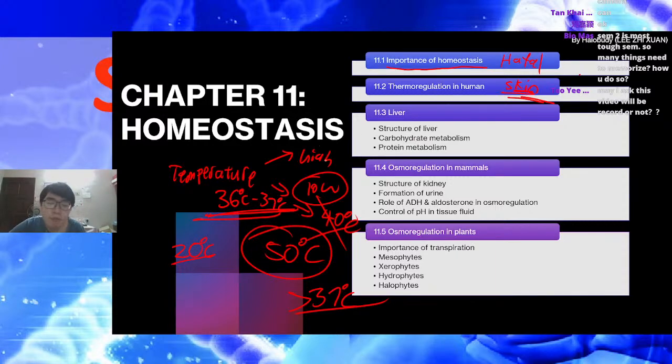So this is the topic for thermoregulation, so only two. Either the surrounding temperature is high or the surrounding temperature is low. Only these two. You have to know what the effects are, and what the action of the human organ and also the human action will be when we face this kind of temperature.